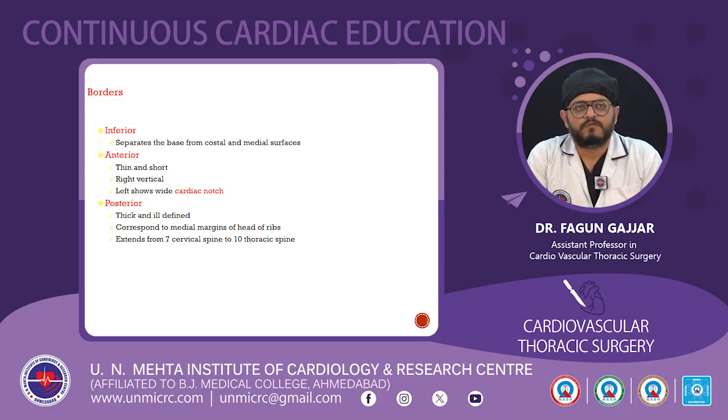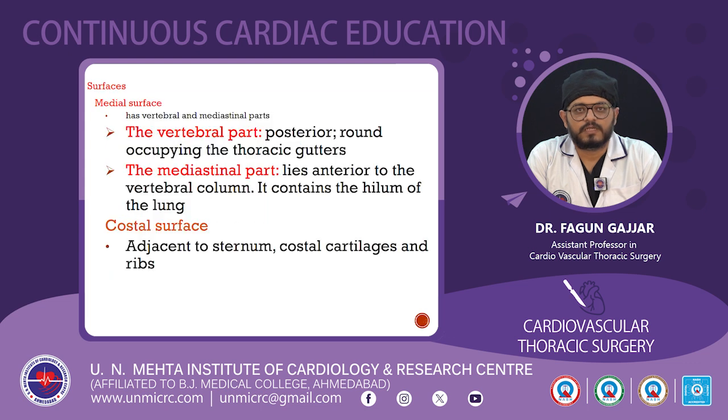Regarding the borders, the inferior border separates the base from the costal and the medial surface. The anterior border is thin and short. On the right side it is vertical, and on the left side it shows a wide cardiac notch. While the posterior border is thick and ill-defined, it corresponds to the medial margin of the head of the ribs and extends from the 7th cervical spine to the 10th thoracic spine.